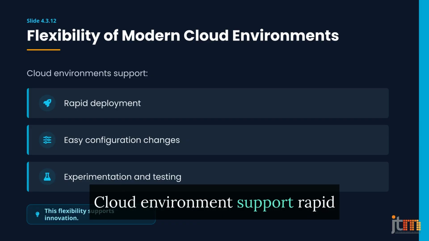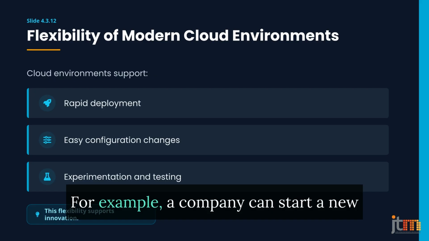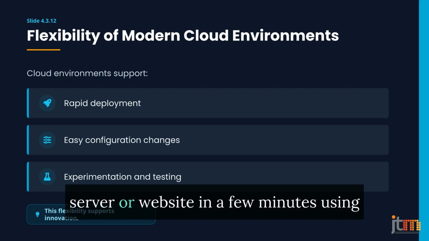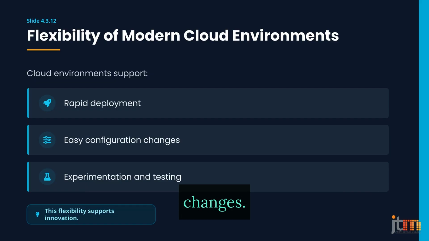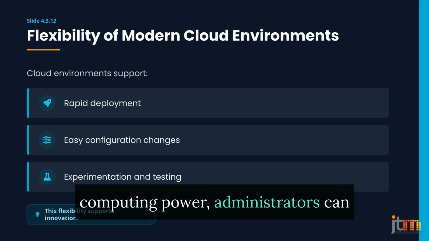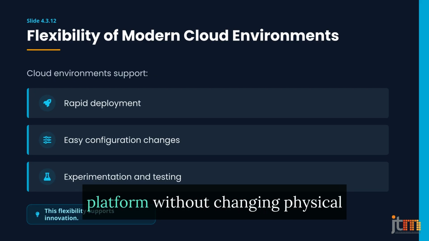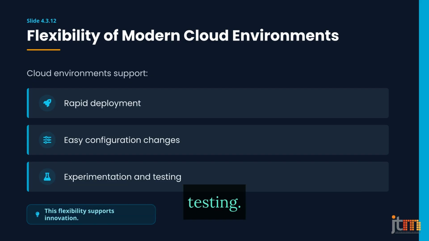Cloud environments support rapid deployment, which means applications can be launched very quickly. For example, a company can start a new server or website in a few minutes using services like AWS or Google Cloud. They also allow easy configuration changes. If a system needs more storage or computing power, administrators can adjust the settings through the cloud platform without changing physical hardware. Another benefit is experimentation and testing.